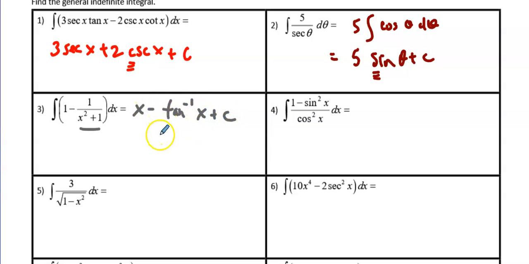And so then we're done with this question. All right, we're done with this question. And you can also write it, if you guys wanted to, like this. Either of those is fine.